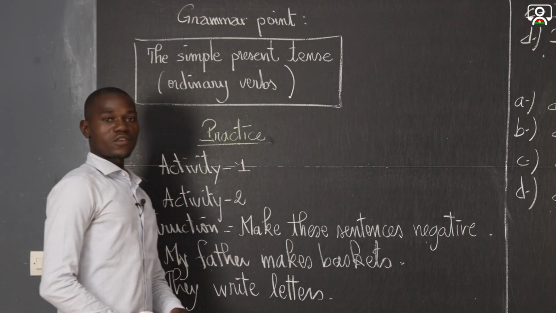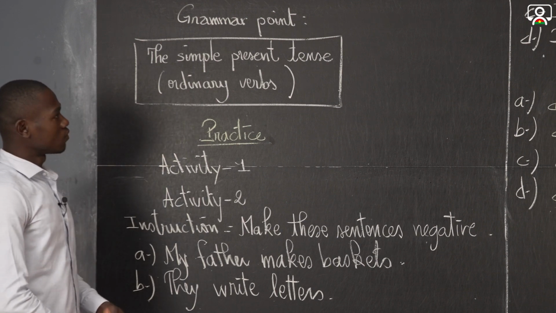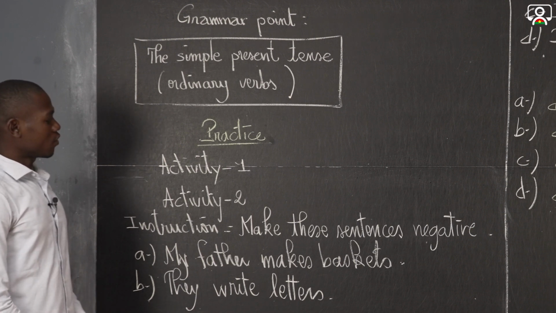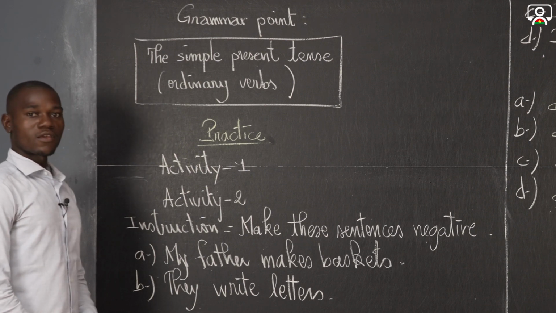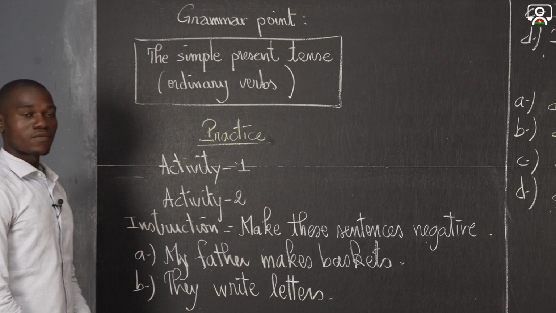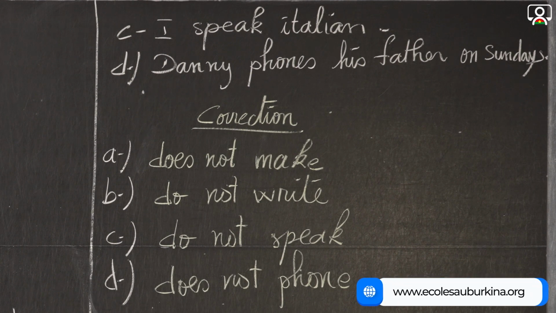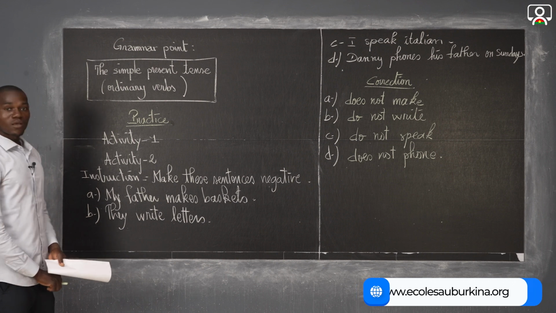So this is the end of the correction of activity number 2. Let's read once again. A. My father does not make baskets. B. They do not write letters. C. I do not speak Italian. D. Danny does not phone his father on Sundays. Next is activity number 3.